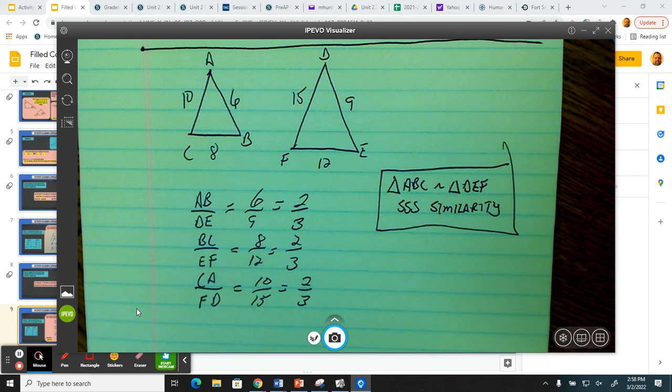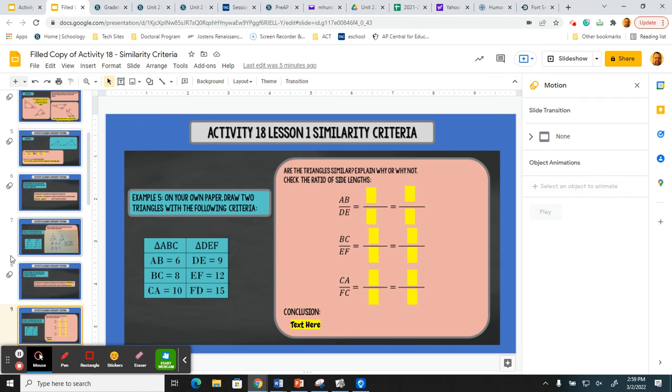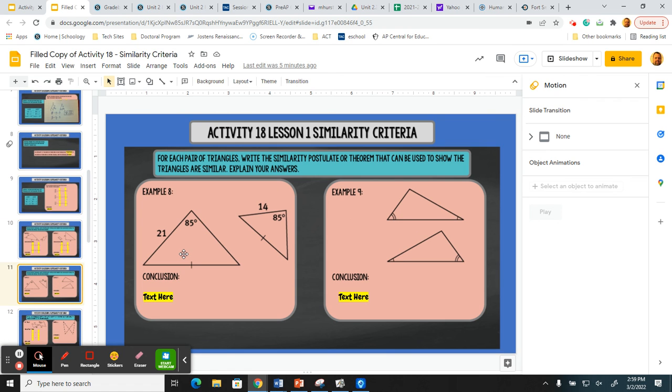Now, what I want you to do, I don't want you to do slide 10. I want you to do the two examples on slide 11 on your own. Are these similar or are they not? If they're not, then what are you missing? If they are, is it AA, SAS, or SSS? It's going to be one of those three things.